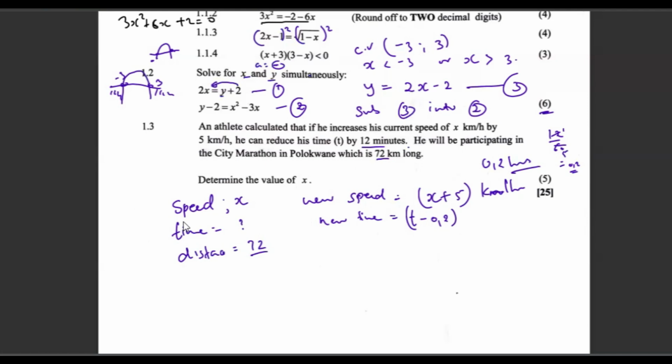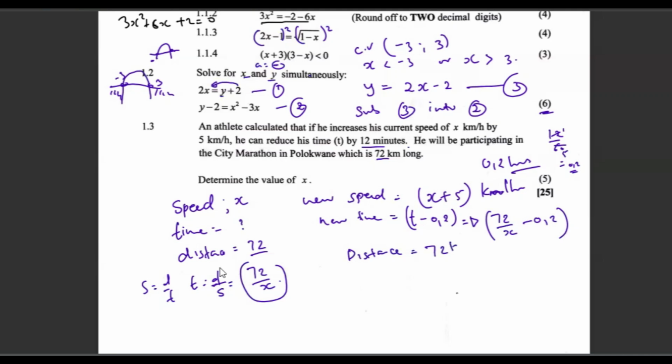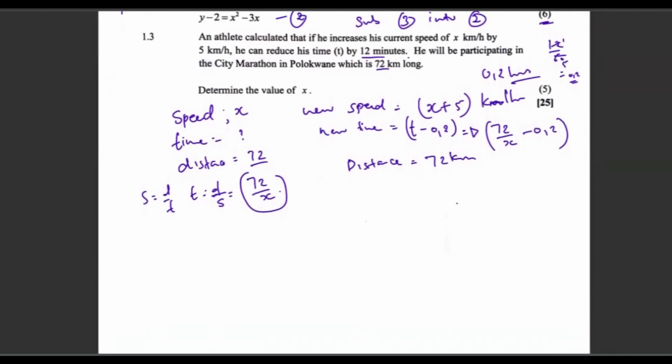Then let me express time in terms of distance and the speed. We know that speed is distance over time, which means the time is going to be distance over the speed, which is 72 over x. So this is our time, which means that our new time here is going to be 72 over x minus 0.2. The distance is still going to be 72 kilometers, whether it increases the speed or not, still the same distance. Okay, so let me use the new data and see if I can get that x value.